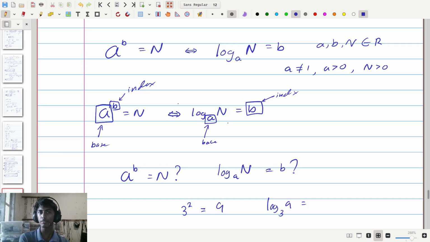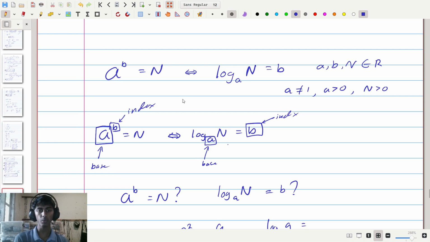It's just that we are rephrasing it to ask a different question. So now that we understand logarithms and what they are, let's go through some logarithm identities, which are actually derived from the index identities that we found earlier.